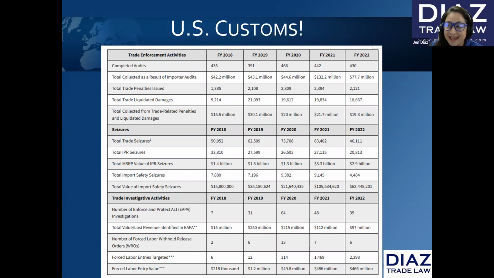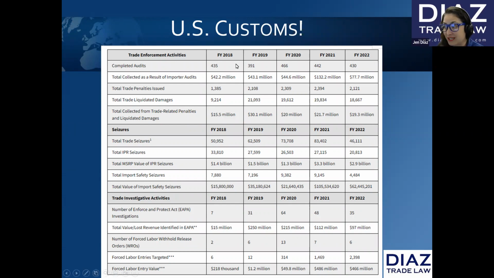They audit. And whenever you're audited, I know we've got a lot of great auditors in the room. I want you to think of Jen and think of David at Diaz Trade Law for these audits, because if US Customs is auditing, they're making sure they were paid the right amount to the penny. And these audits are brutal.